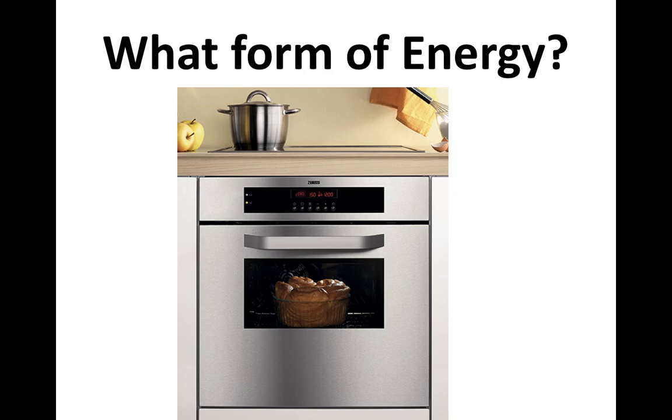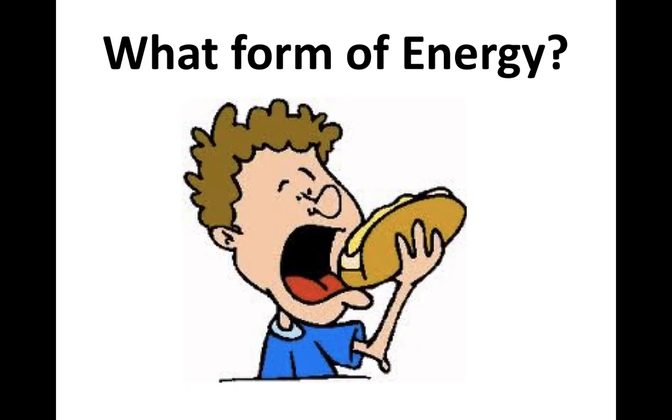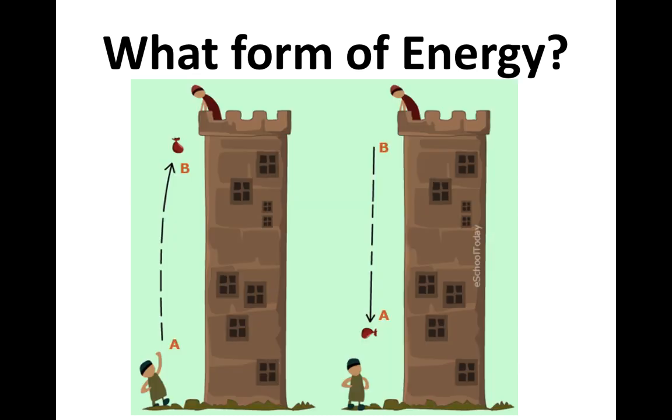A stove warming up some food is an example of thermal energy. And the energy when you digest food and the energy in food is chemical energy. Dropping an object from some height above the ground is gravitational potential energy.